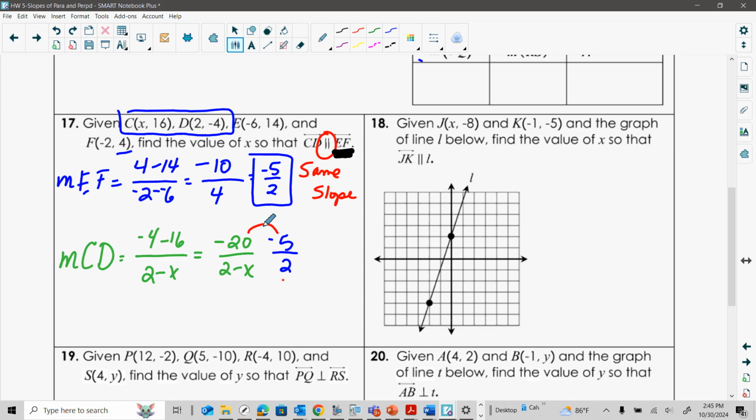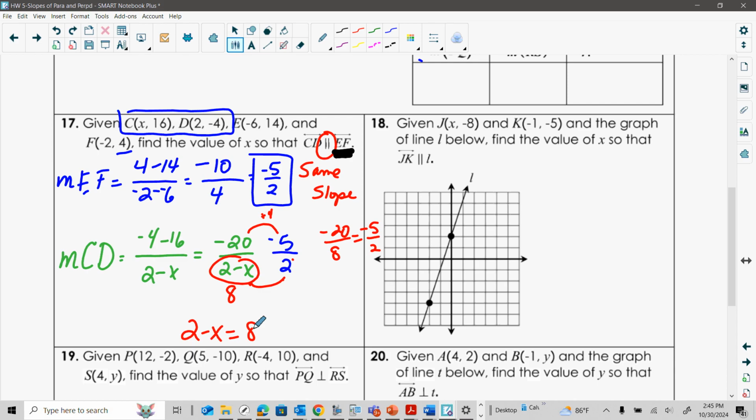So what I would need to do is divide by 4 or multiply by 4. If I do the inverse, if I do times 4 here, that means this bottom number has to be an 8, because a negative 20 over 8 would reduce to a negative 5 over 2. So that means this 2 minus x is equal to 8. And I can now just use this equation to solve for the variable.